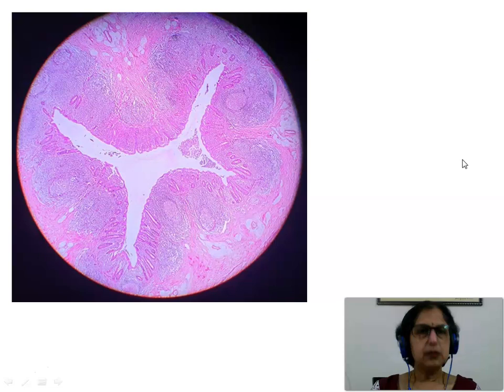Another low power view showing again the mucosal folds, the mucosa showing lining epithelium, the crypts of Lieberkühn and the lymphoid aggregates which are seen all along the circumference of the wall in the lamina propria, the characteristic feature of histology of appendix.